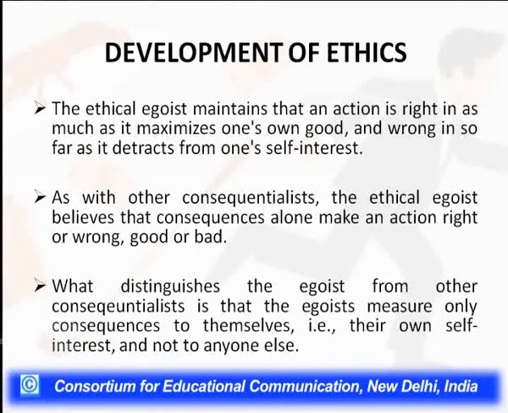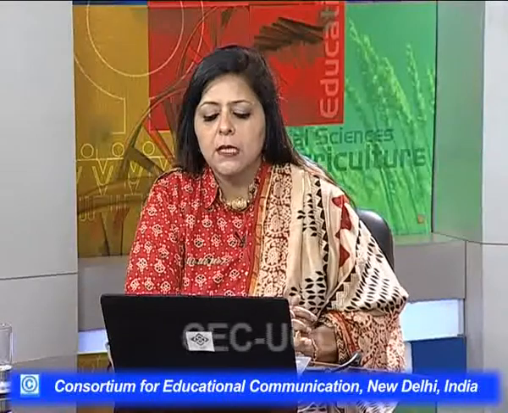Now coming on to the development of ethics, how the ethics were developed. The ethical egoist maintains that an action is right inasmuch as it maximizes one's own good and wrong insofar as it detracts from one's own self-interest. As with the other consequentialists, the ethical egoist believes that the consequences alone make an action right or wrong, good and bad. What distinguishes the egoist from the other consequentialist theories is that the egoist measures only the consequences to themselves, not to the public at large, and their own self-interest, not anyone else's.